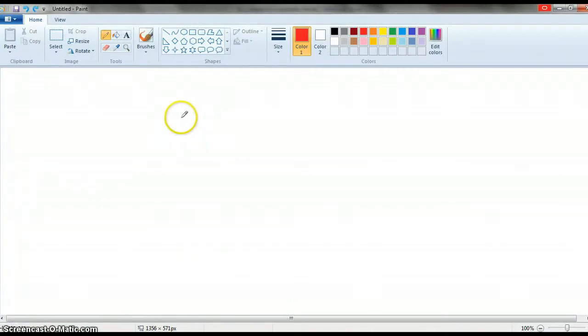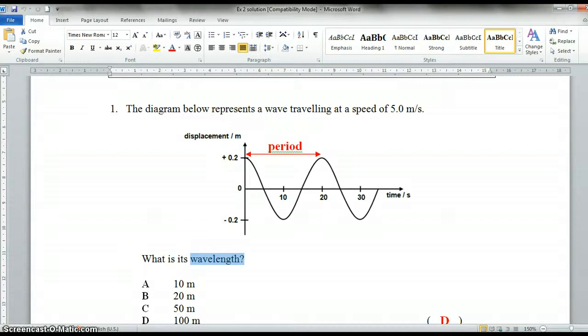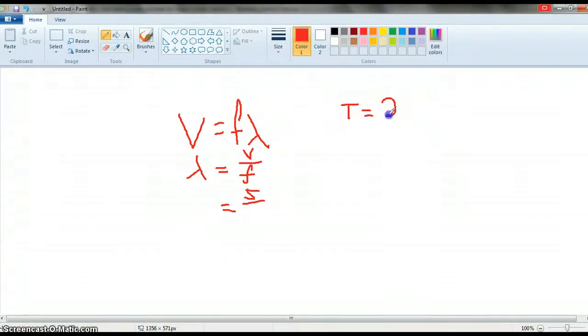V equals F lambda. We want to find the wavelength lambda, so that will be equal to V over F. Speed is given to us, 5 meters per second. The frequency we do not know. However, we know that the period is 20 seconds.